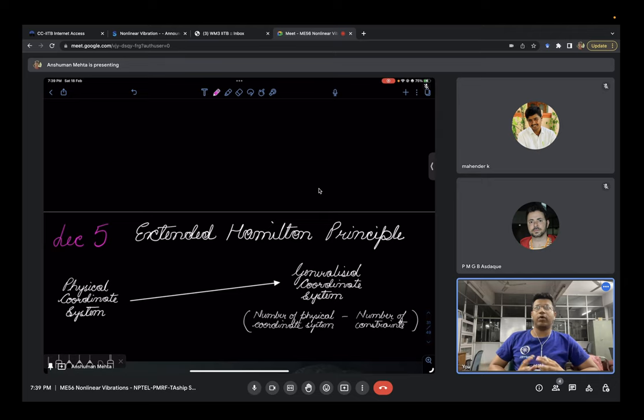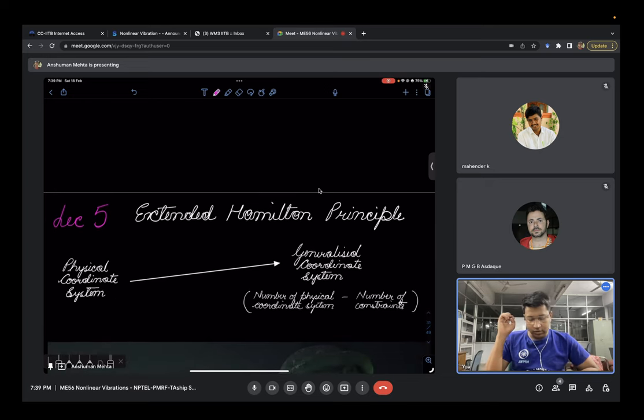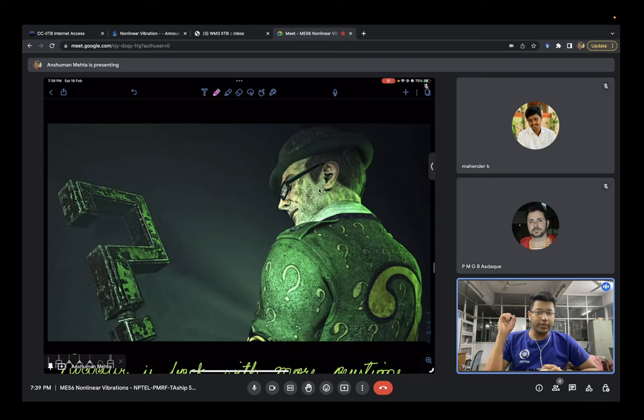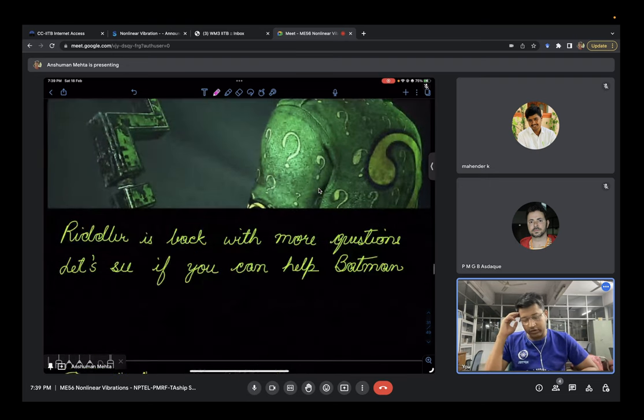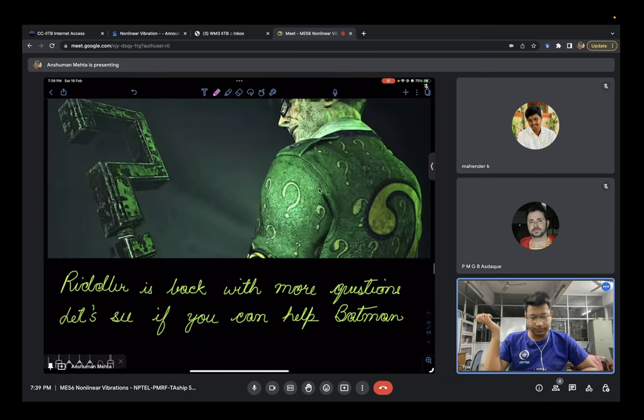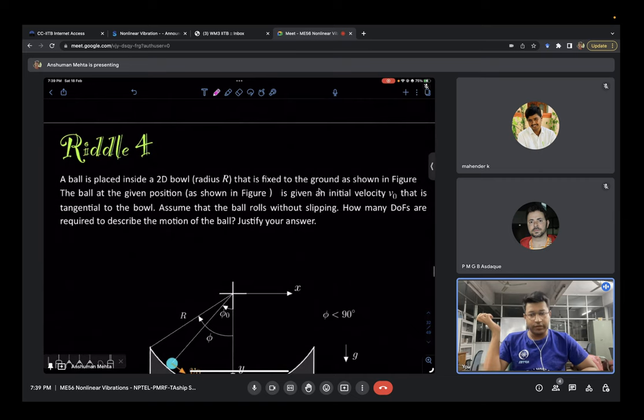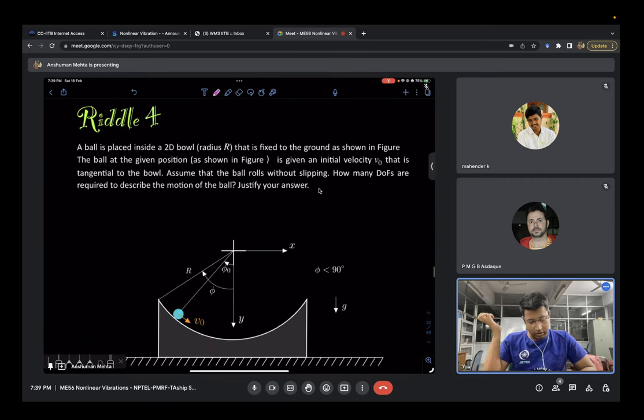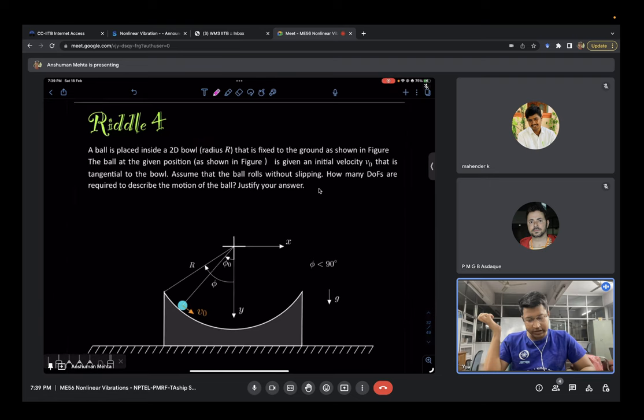If we have any problem and we want to convert it into an equation of motion, we start by thinking about what the coordinates will be. Now those coordinates, are they independent of each other or dependent in some way? So still we have the Riddler problem here. Now the Riddler is back with more questions. Let's see if you can help Batman. So this is riddle 4. Now I will just wait to see if you can give the answer.